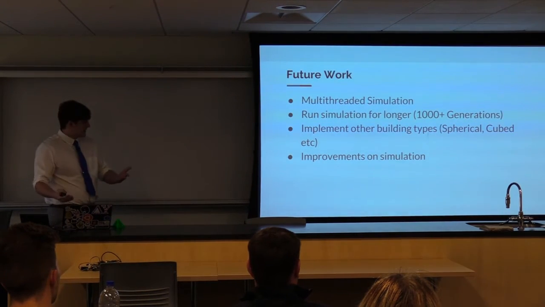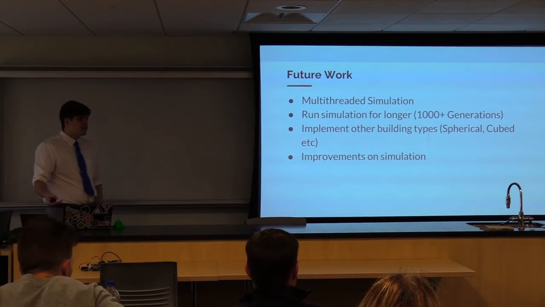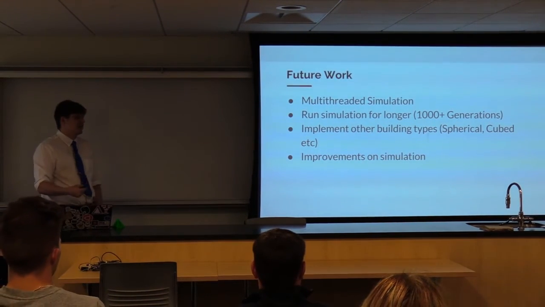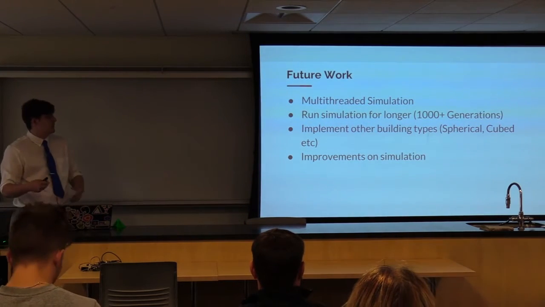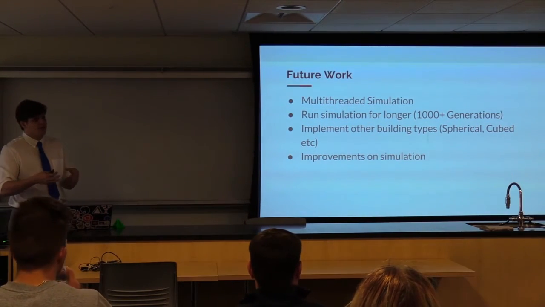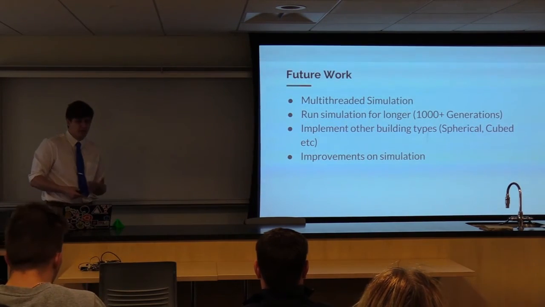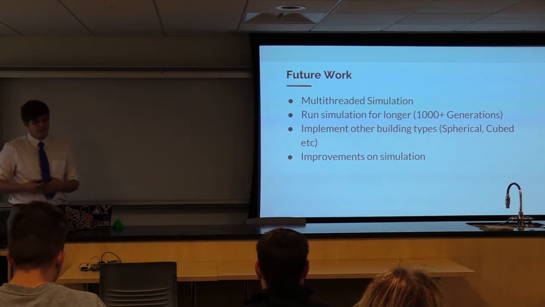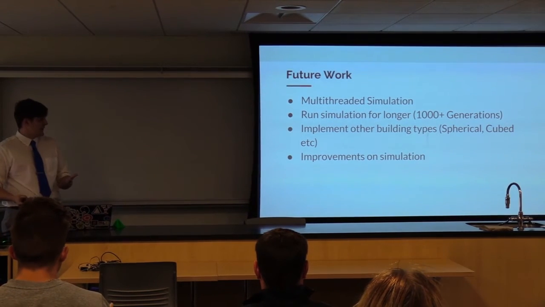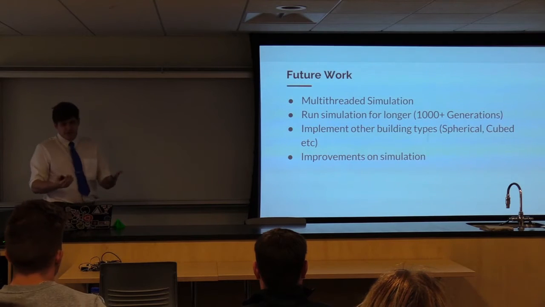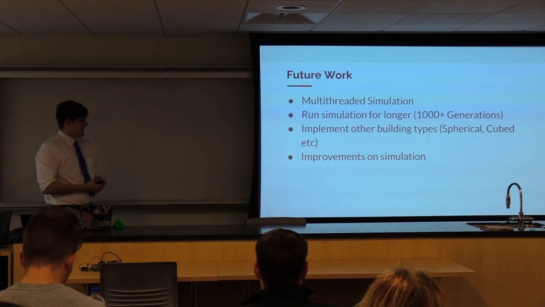So continuing this on, I would want to multi-thread the simulation itself. The evaluation was multi-threaded, but the simulation itself was not. Running simulations for longer would get us to a more perfect answer. And then also implementing other building types, like spherical buildings, cubed buildings, things like that. And then also just general improvements on the simulation. It's fairly slow at this point, but it's the fastest I could get it.